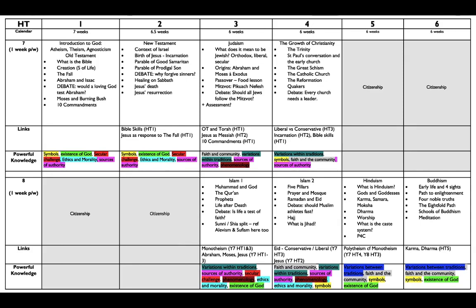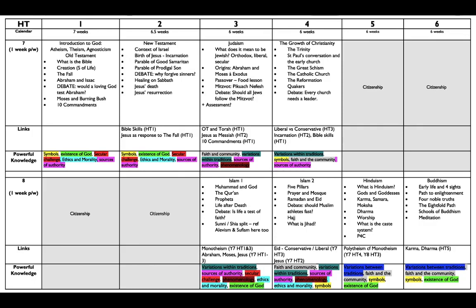Our scheme of learning is when we work out lesson 1, 2, 3, 4, 5, 6, 7, 8, 9, etc. I've made the obvious links clear to previous topics. There probably are more links than that, actually. I could probably extend that, but tried to make those nice and clear. And the powerful knowledge has been mapped systematically throughout these 2 years.